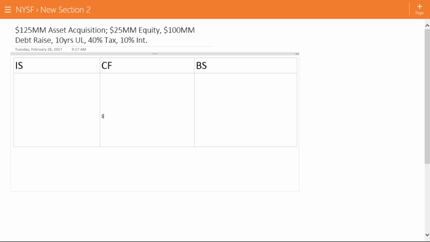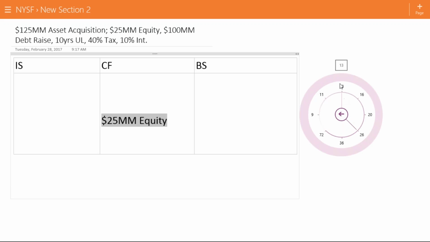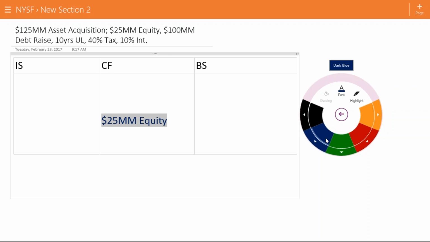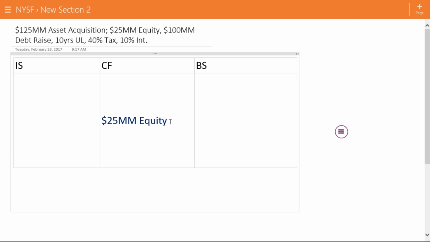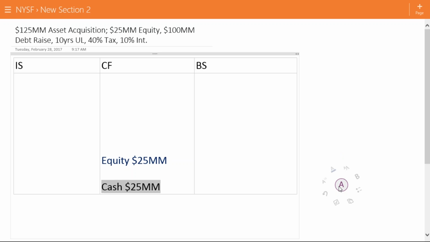We're going to get $25 million in equity here. Make that blue. Bring this down a little bit. And then cash is 25 million. Let me just make the format here consistent. So equity 25 million, cash 25 million, and then what happens to the balance sheet?